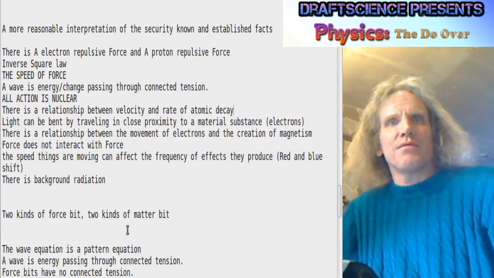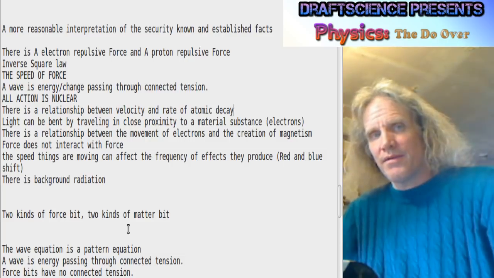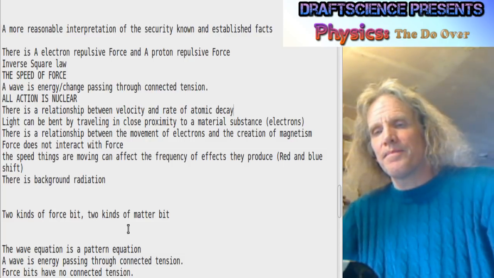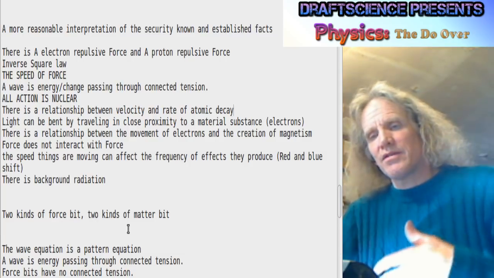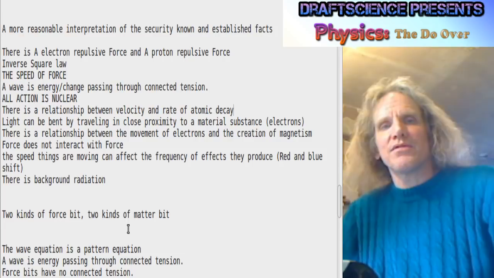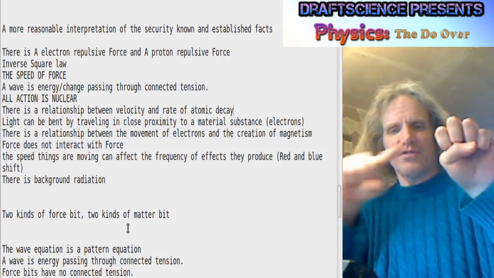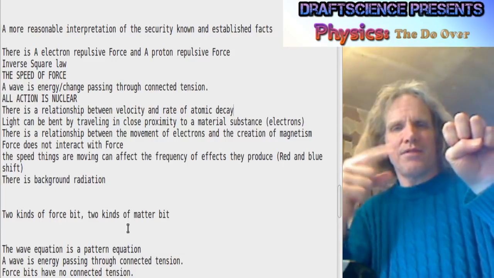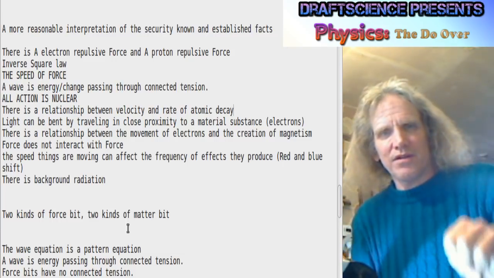Force does not interact with force, we could say, pretty strongly. There's no real evidence that forces bounce off of each other. The evidence is that the force has to reach a material object before there's a bounce. So two things that have force can't have their forces interact and bounce off each other.